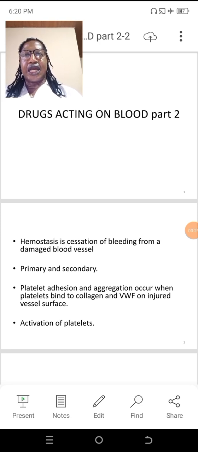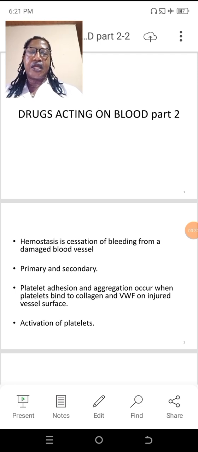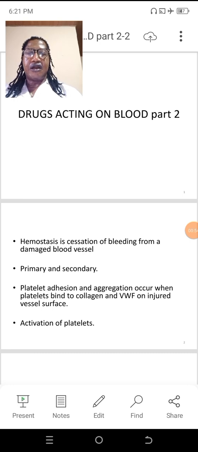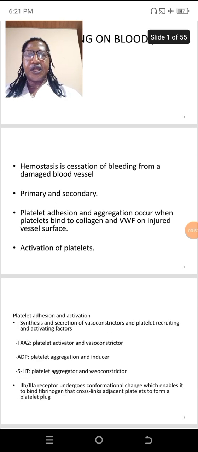We'll talk about antiplatelets, drugs used in bleeding disorders. Then we also talk about inhibitors of fibrinolysis. In having a proper understanding of the pharmacology of drugs acting on blood, it's important that we review coagulation, the physiology of coagulation, and fibrinolysis.